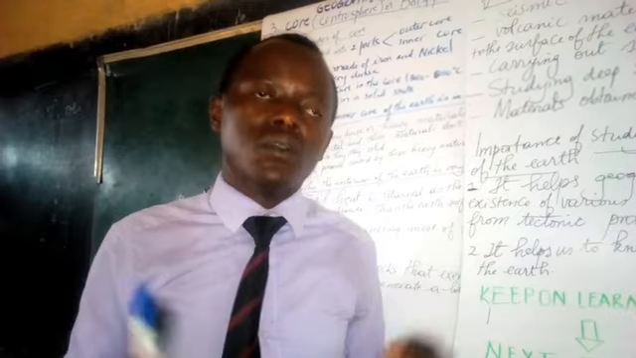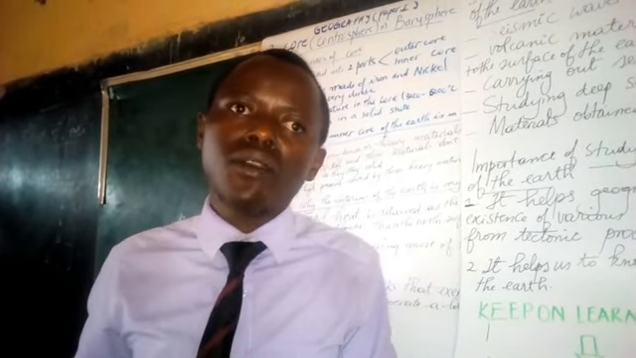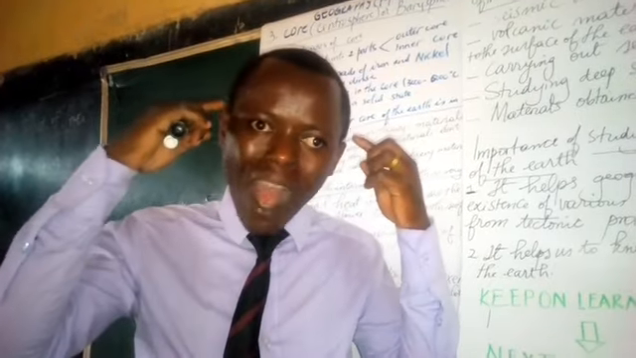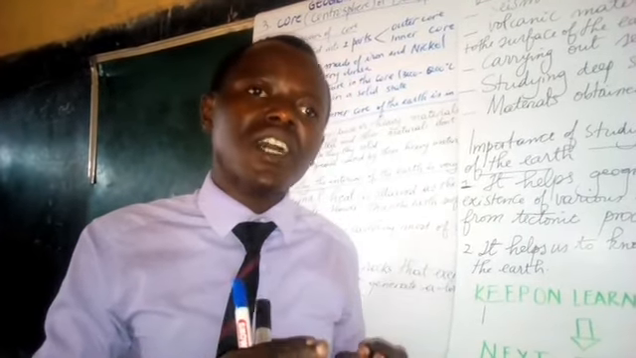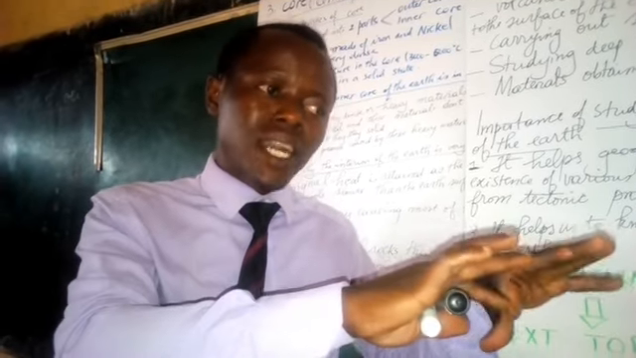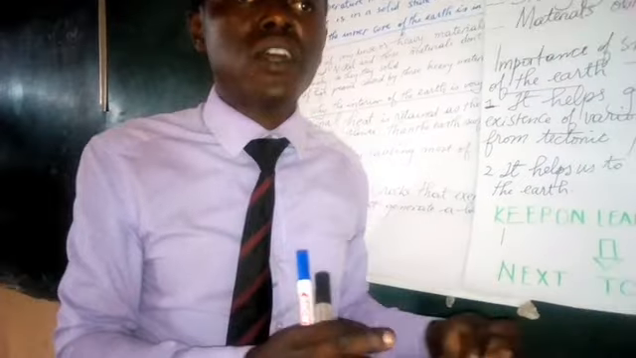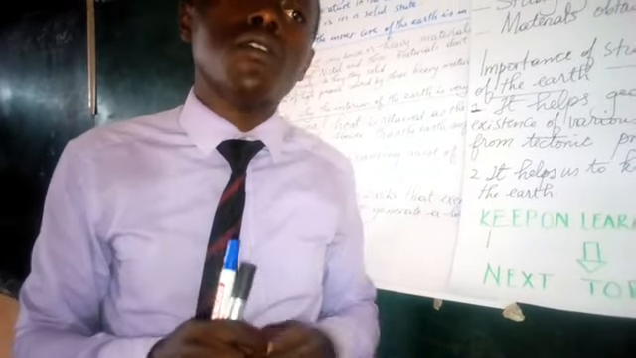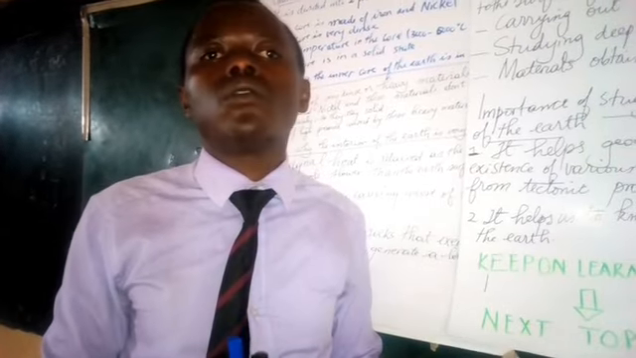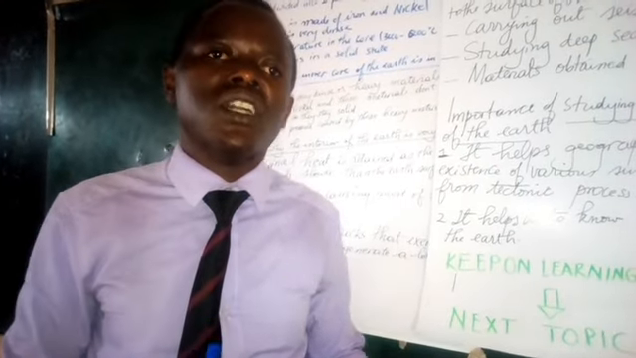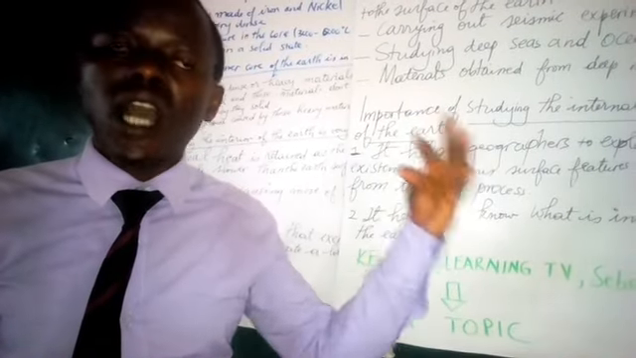Those features were formed as a result of magma coming out onto the surface of the earth. Meaning that when you study the internal structure of the earth, you will be aware of the materials that make up a volcano or a lava plateau, and where they come from. Not only volcanic eruption, we can also talk about other tectonic processes like folding, faulting, and even earthquakes.